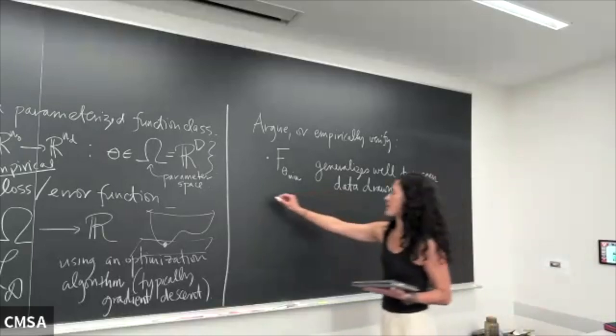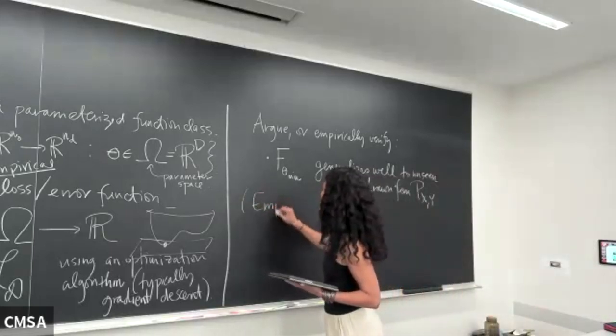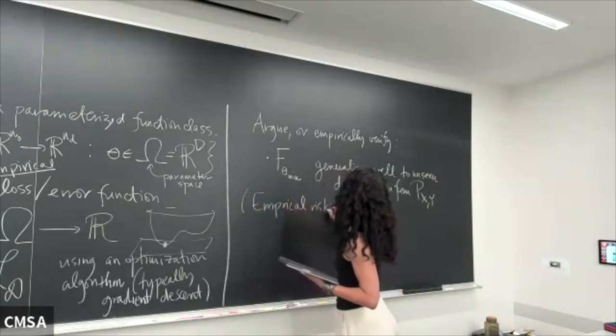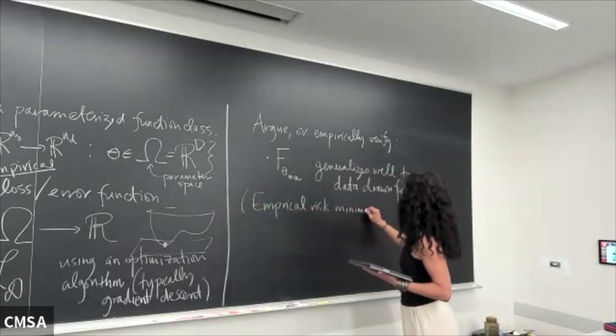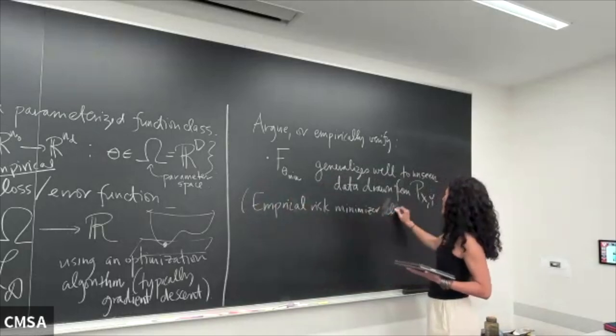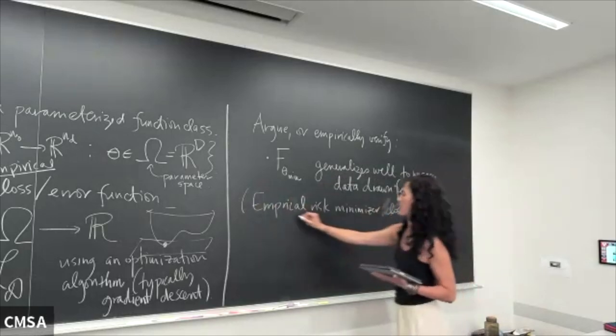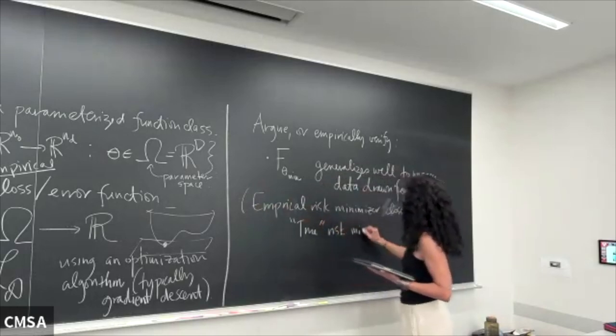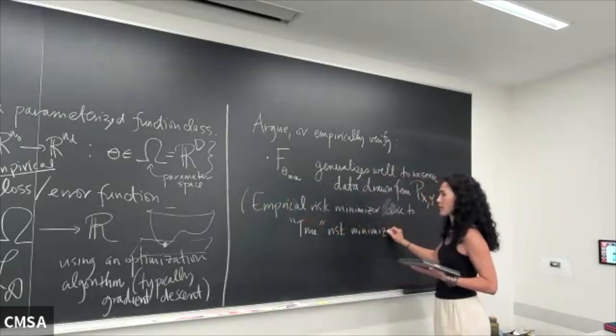Okay, so the way that this is typically said is that you want the empirical risk minimizer close to the true risk minimizer. I won't be more precise about that for now, but.